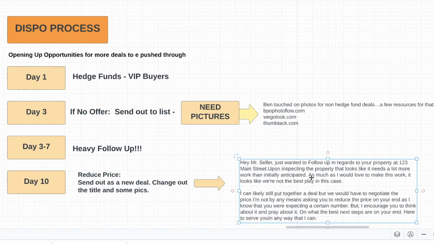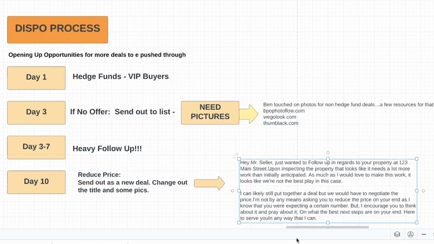So very simple. Hey, Mr. Seller, just wanted to follow up in regards to your property at 123 Main Street. Upon inspecting the property, looks like the property needs a little more work than we anticipated. Or if it's in great condition, it looks like the price is slightly higher than we actually need to be. Underwriting department shot this down and they're telling me we need to be a little bit lower on price. As much as I would love to make this work, it looks like we might not be the best play in this case. I can still put together an offer for you, still try to make it a deal, but we'd likely have to come down on price.